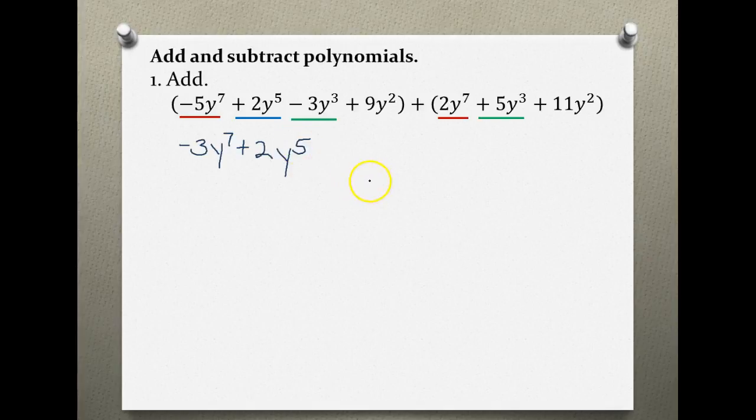Now, y to the 3rd power does have a like term in the second set of parentheses, so we add the coefficients together. Negative 3 plus 5 gives me positive 2y to the 3rd power. Again, the variable and the exponent stay the same.